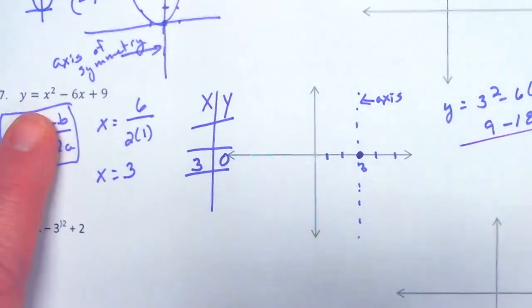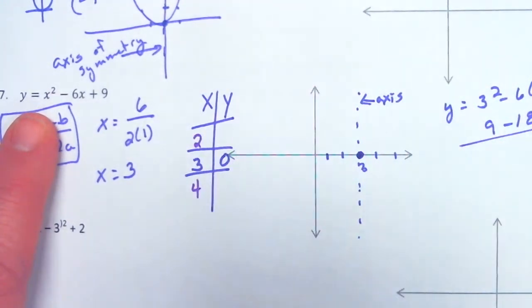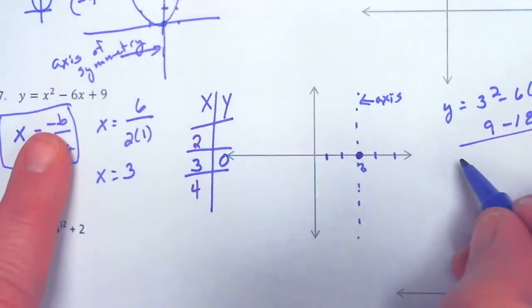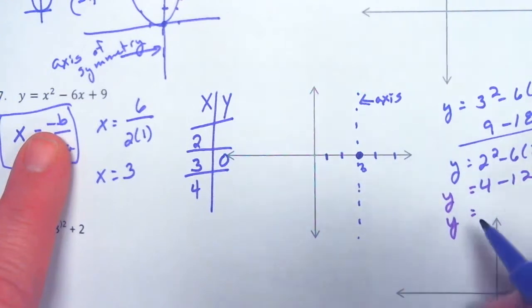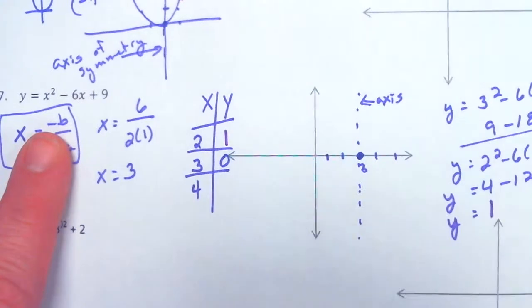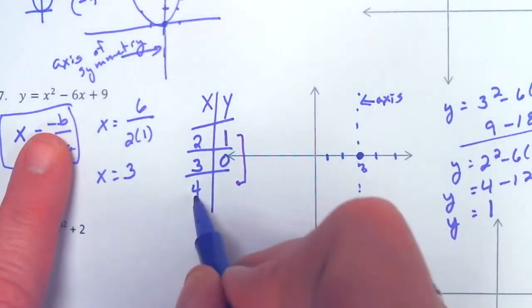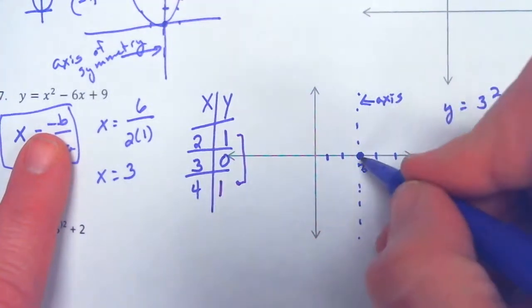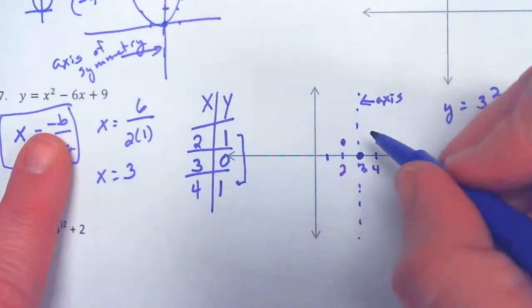Now, numbers that are really close. Let's just pick 2 and 4 to make life simpler. If x is equal to 2, y equals 2 squared minus 6 times 2 plus 9. 2 squared is 4 minus 12 plus 9. So y equals, well, negative 8 plus 9. Look, 1. All right, and since this is a parabola and they're symmetrical, the value for 4 should also be 1. So 4, 1, and 2, 1 are our other 2 points.